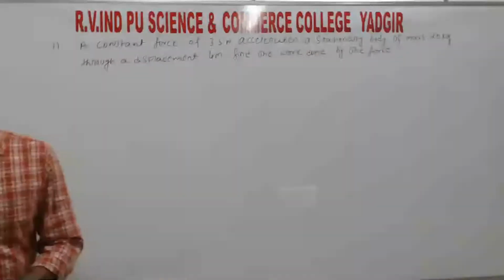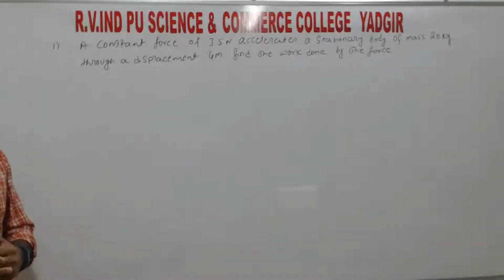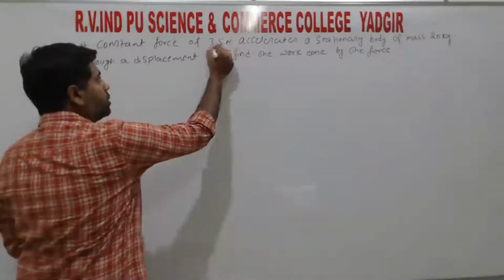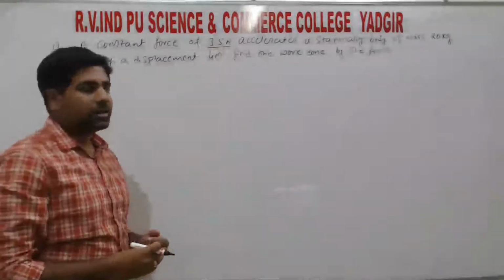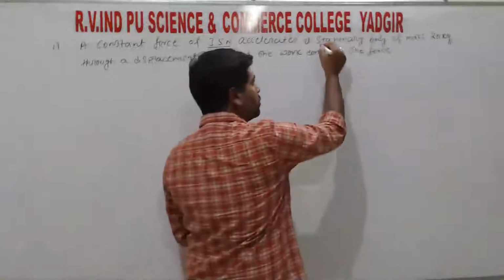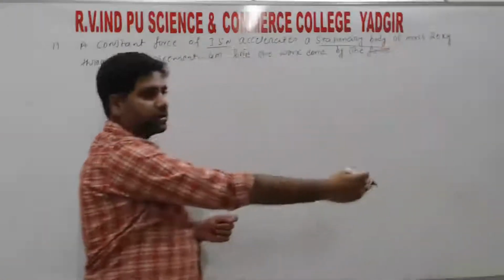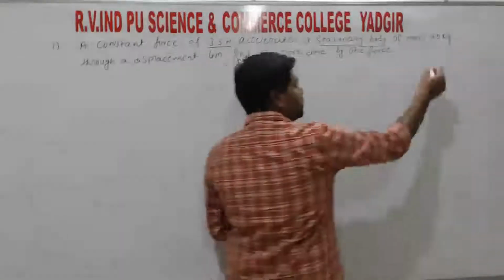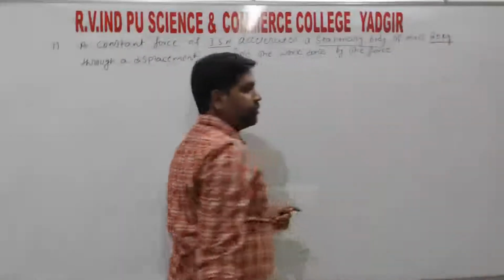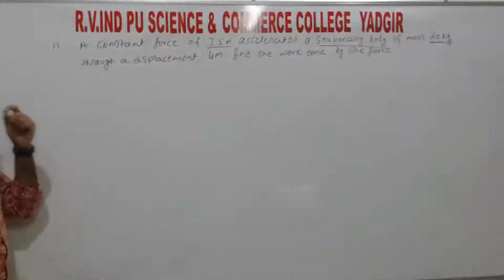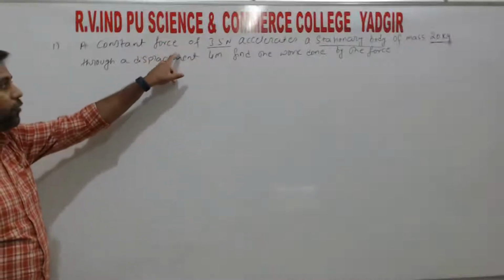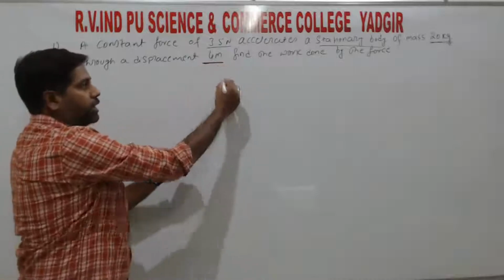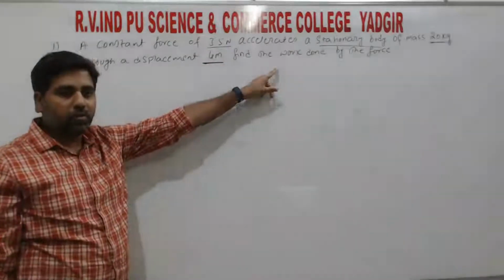Right. So first, understand the question. What have they given in the question? A constant force. So force is given, 3.5 Newton, accelerates a stationary body. That means initially the object is at rest. Right. So that object has mass 20 kg. So after applying the force, the object is displaced by a distance of 4 meters. So here we need to find the work done, right?